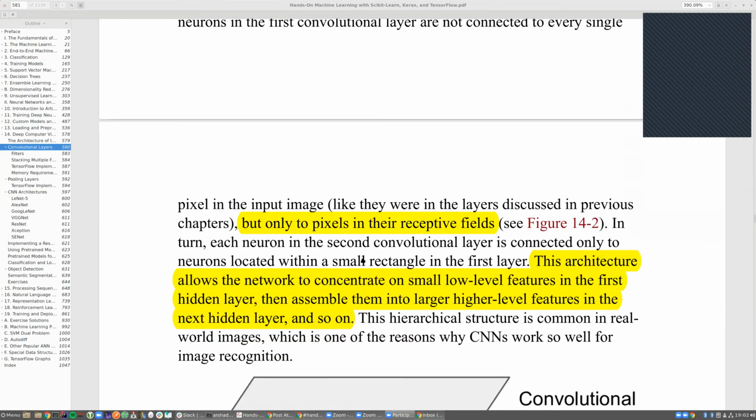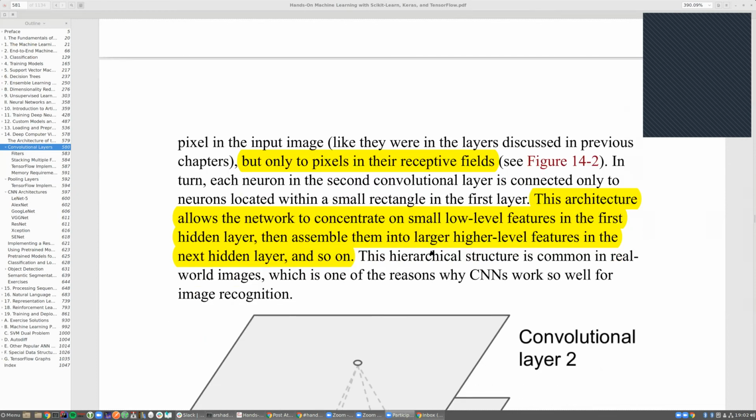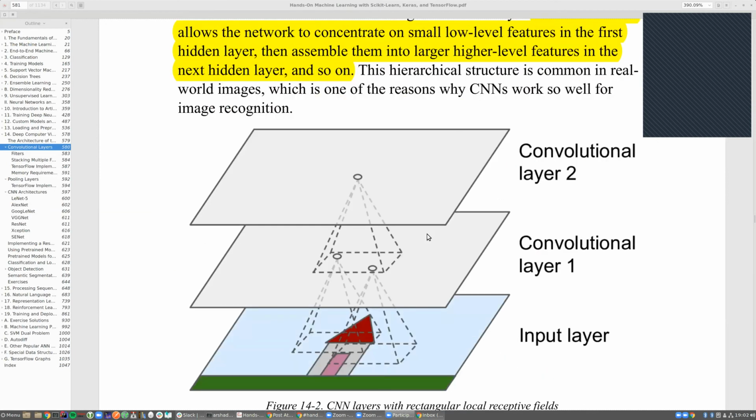In turn, each neuron in the second convolutional layer is connected only to the neurons located within a small rectangle in the first layer. This architecture allows the network to concentrate on small low-level features in the first hidden layer and then assemble them into larger, higher-level features in the next hidden layer, and so on. Okay, so what is all that on about?